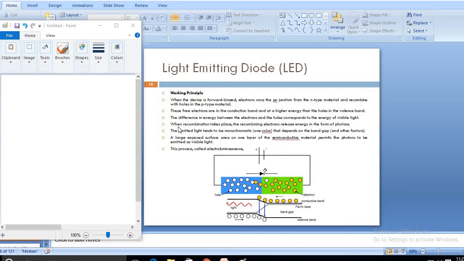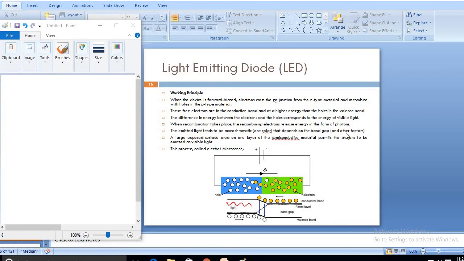The next point: when the recombination takes place, the recombining electrons release energy in the form of photons. Once these electrons move towards the P type and recombine with the holes, there is an emission of light. This is the release of energy in the form of photons, that is H nu. The emitted light tends to be monochromatic, one color, that depends on the band gap. As I told you earlier, there are many LEDs and their respective colors all depend on the band gap between the conduction and valence bands.